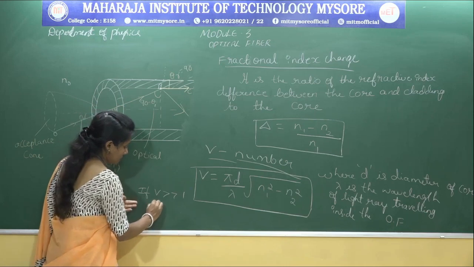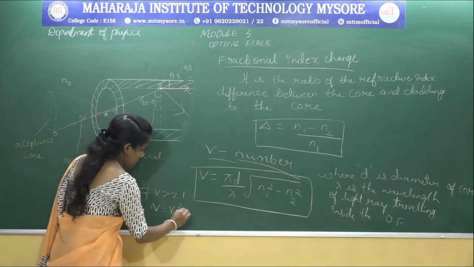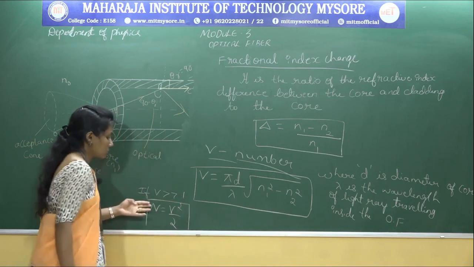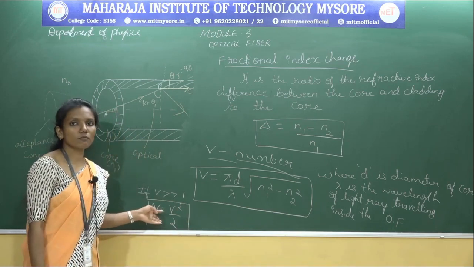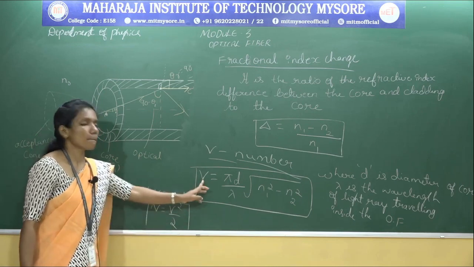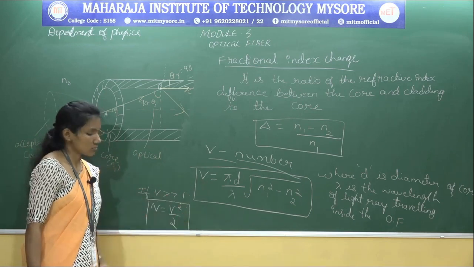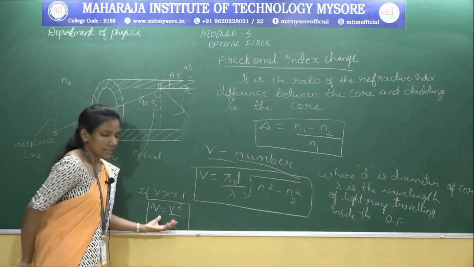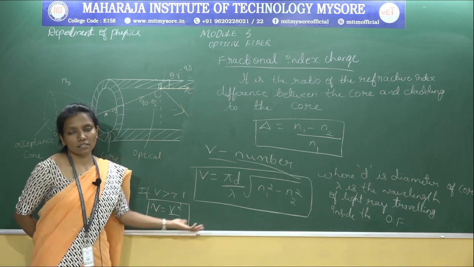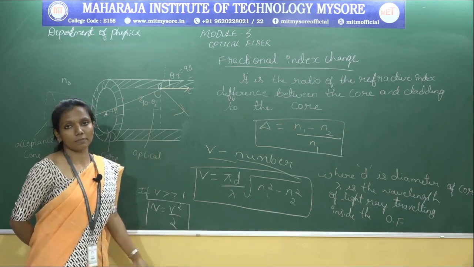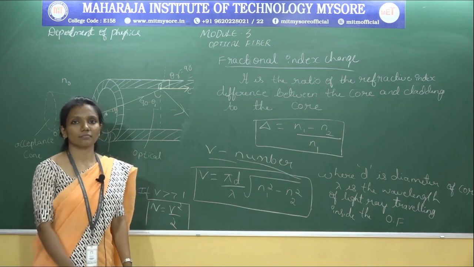Then the number of modes supported inside the optical fiber is calculated by n is equal to V square by 2, where n is the number of modes and V is the parameter. There is no unit for this. Like this we can calculate the number of modes that can propagate inside the optical fiber. Thank you.